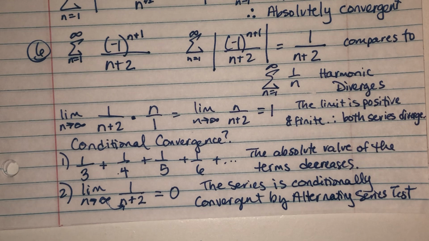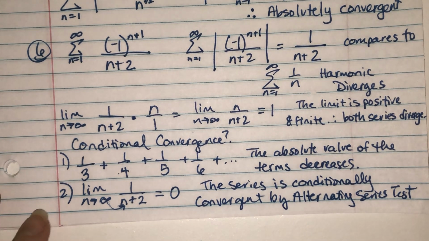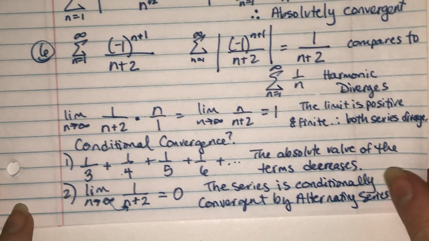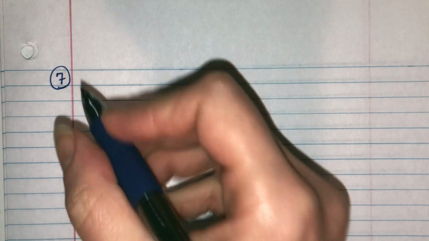And definitely cite that test name in your work, because you are justifying your answers. We're not just asking a yes, no kind of question here. You need to be able to support it. Okay, number 7. And this is our final example.